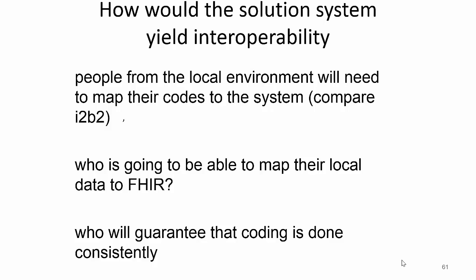And the idea behind FHIR is that we have many, many different people coding using different coding systems. They're all going to create maps to FHIR and thereby create interoperability. Now, who will guarantee that they create the maps consistently? Because there are going to be very few people in the world who understand FHIR, and they're going to be busy doing other things.